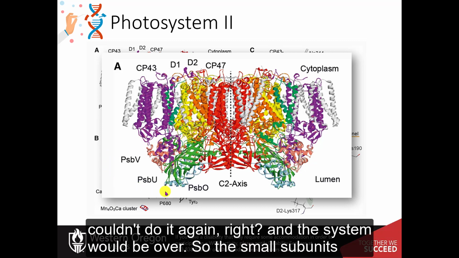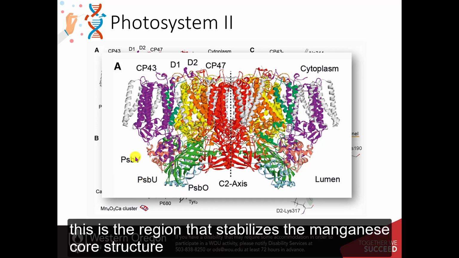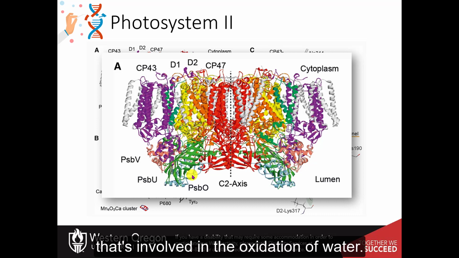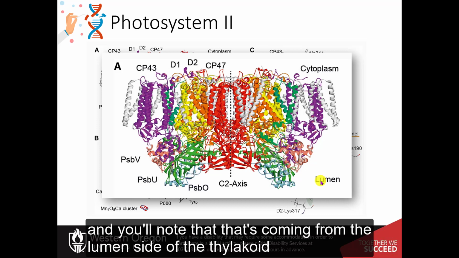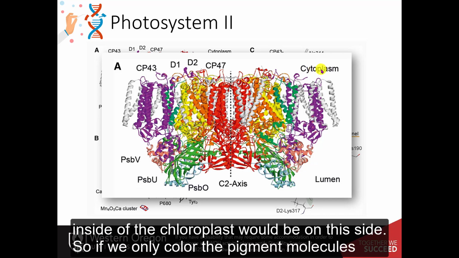So the small subunits down here, the PsbO, U, and V, this is the region that stabilizes the manganese core structure that's involved in the oxidation of water. And you'll note that that's coming from the lumen side of the thylakoid, and then the cytoplasm or the stromal side, which is actually the inside of the chloroplast, would be on this side.